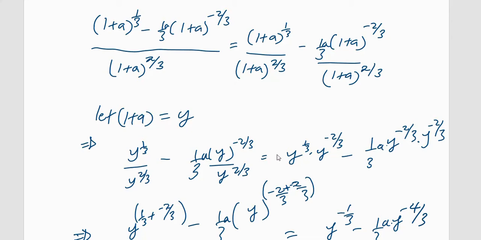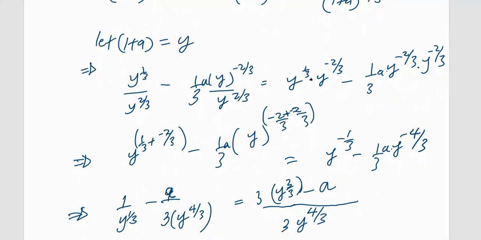Using the laws of indices, y to power 1/3 divided by y to power 2/3 is the same as y to power 1/3 times y to power negative 2/3. This is the same thing, because if I want it to go back, then I will make it y to power 1/3 divided by y to power 2/3. So take away 1/3 a of y to power negative 2/3 times y to power negative 2/3. I haven't changed anything here, so I will still go ahead and simplify that expression.